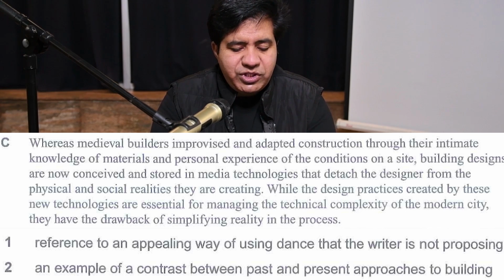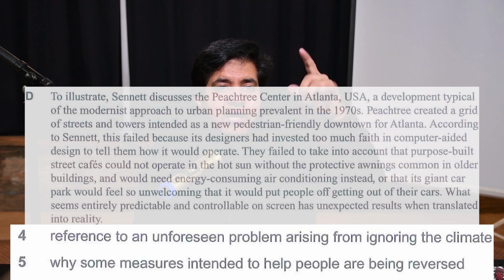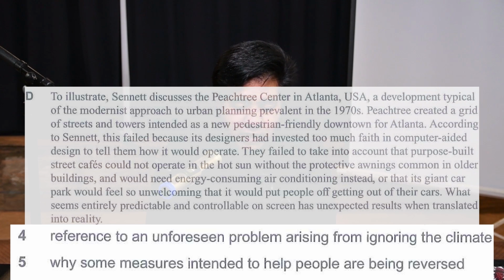Okay, now let's come to D. D for doctor. To illustrate a Senate discussion, the Peachtree Center in Atlanta, and you can go on. Where you see there is some explanation, because usually with these headings, or which paragraph contains the following information, that information is sometimes the conclusion of a discussion or the topic of discussion. So if there is some explanation, you can just look through it. Let's move on. 1970s Peachtree created a grid, and let's move on to the 4th line please.